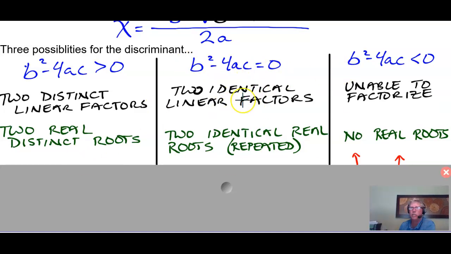Love the equal to 0. So many cool things. It says two identical linear factors, which means it has two identical real roots. How can it hit in one spot twice? Well, you can't be left behind here, and I'll show you a picture in a second. And then of course, if the discriminant is less than 0, then we're trying to take the square root of a negative number. Not that much fun. We just say there are no real roots.